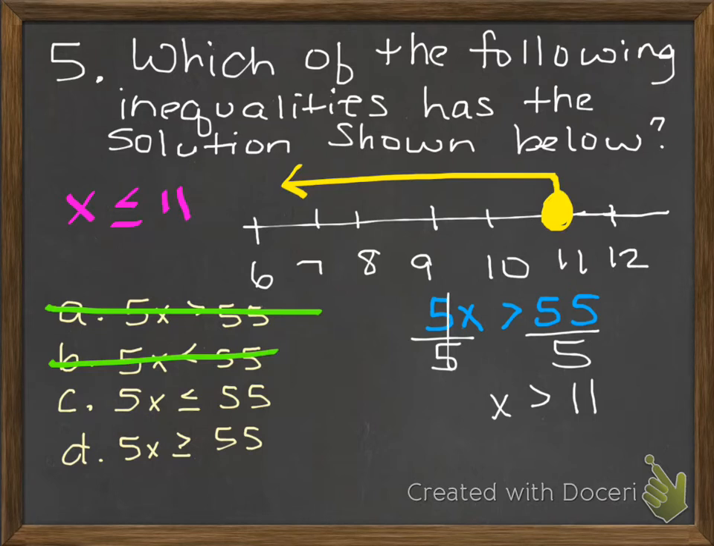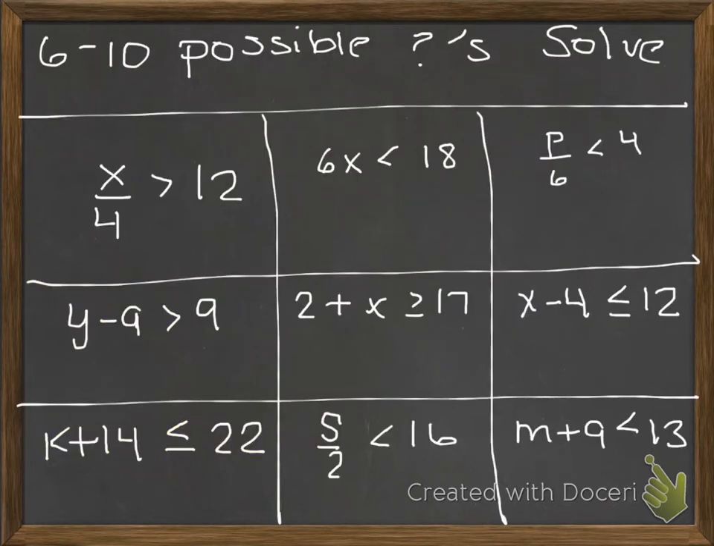Because remember, all the numbers 6, 7, 8, 9, and 10, which is the direction that it's pointing in, are all less than. So with that information, you can see that the correct answer is C. All right, moving right along. The grid here that you see is me just throwing out some of the possible questions that you'll have for numbers 6 through 10.